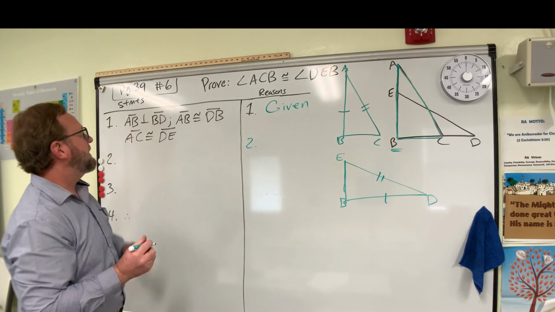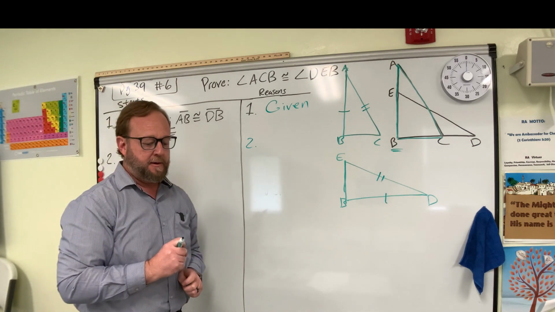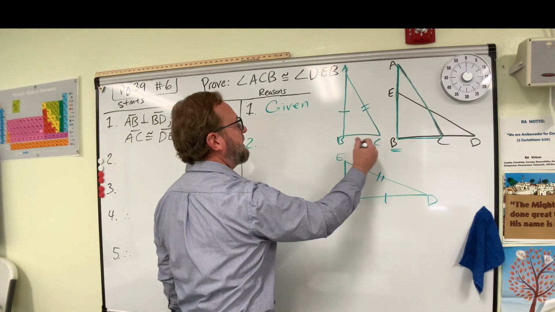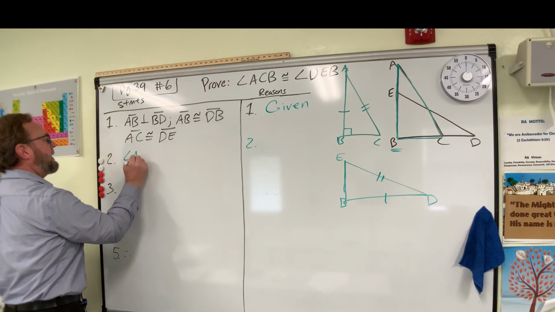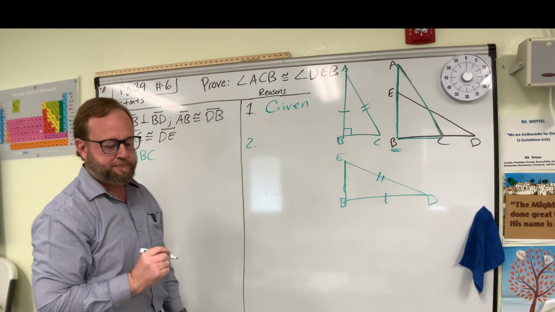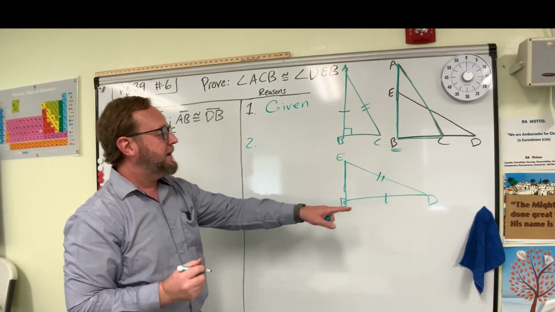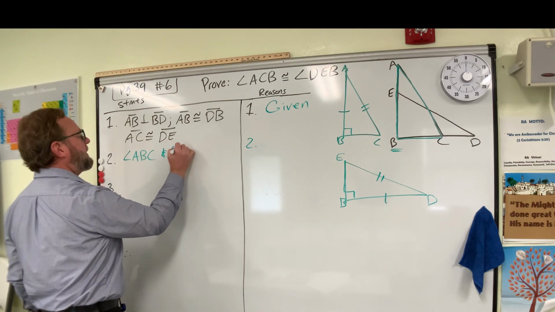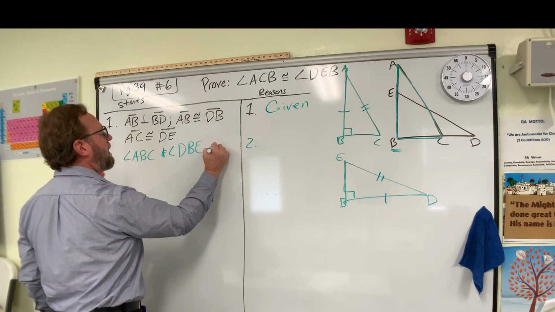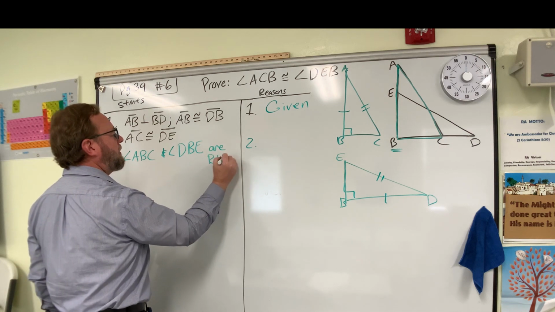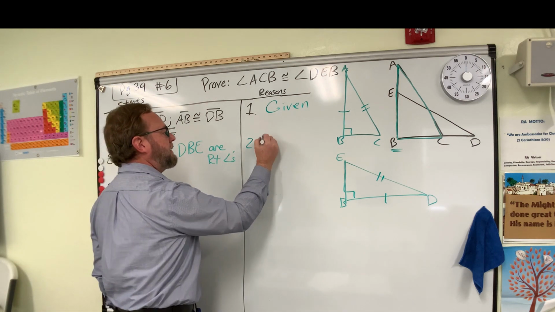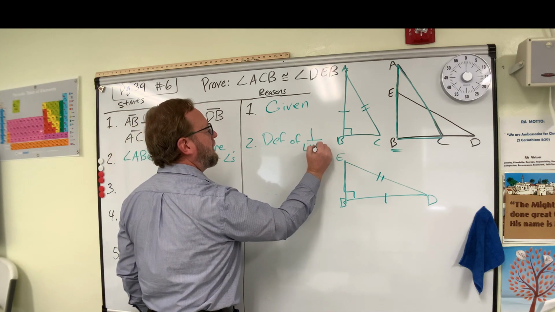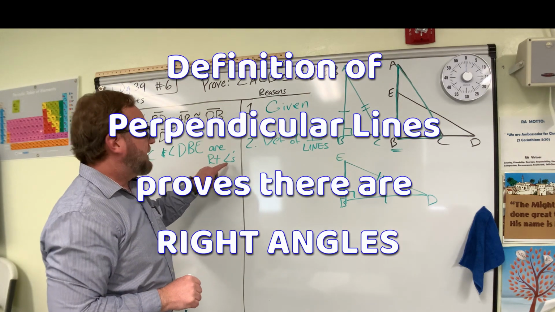If we have AB perpendicular to BD, then we should be able to say that angle ABC and angle DBE are right angles. Why? Definition of perpendicular lines. That tells me we have right angles.